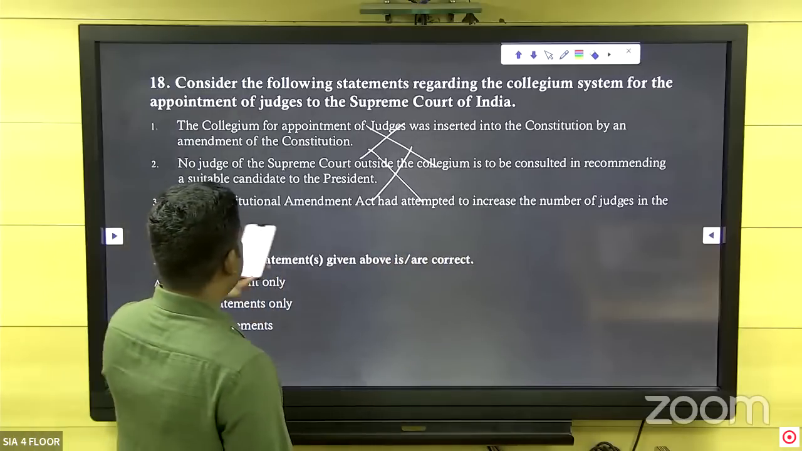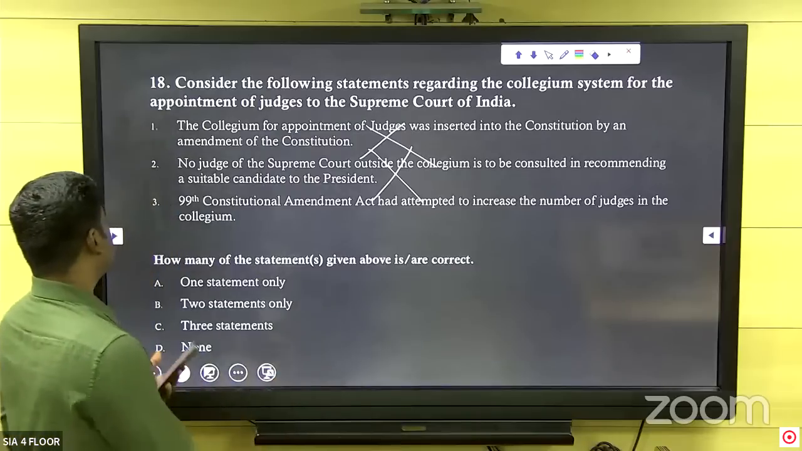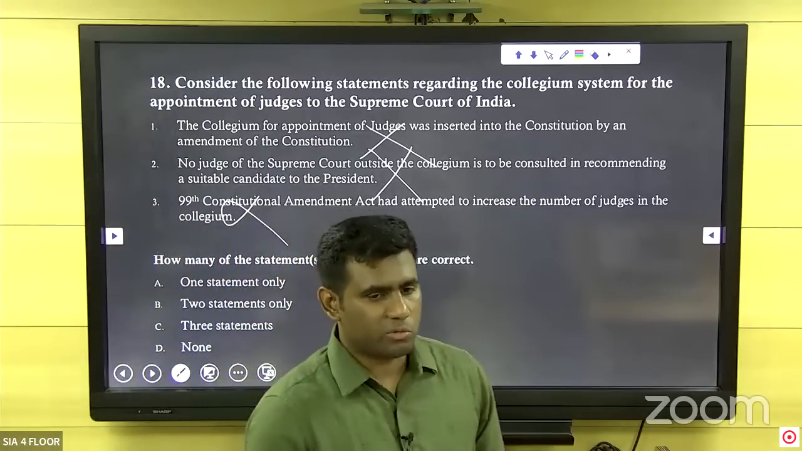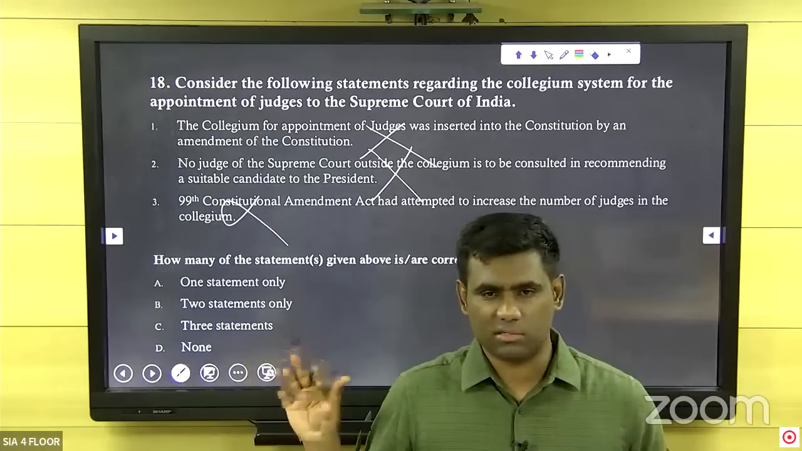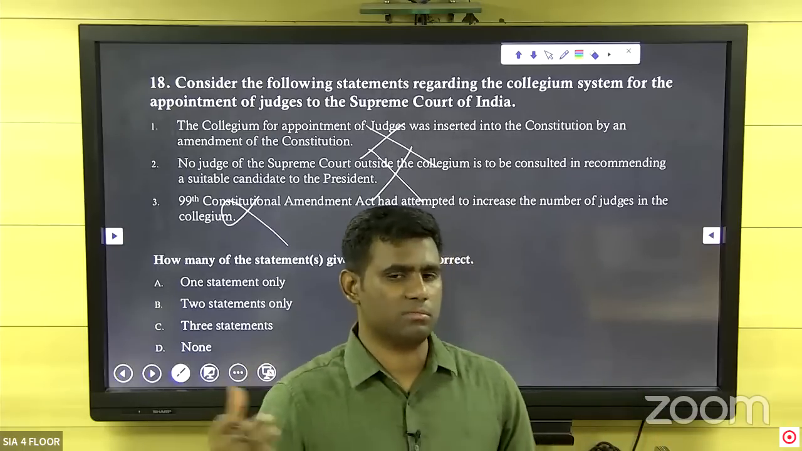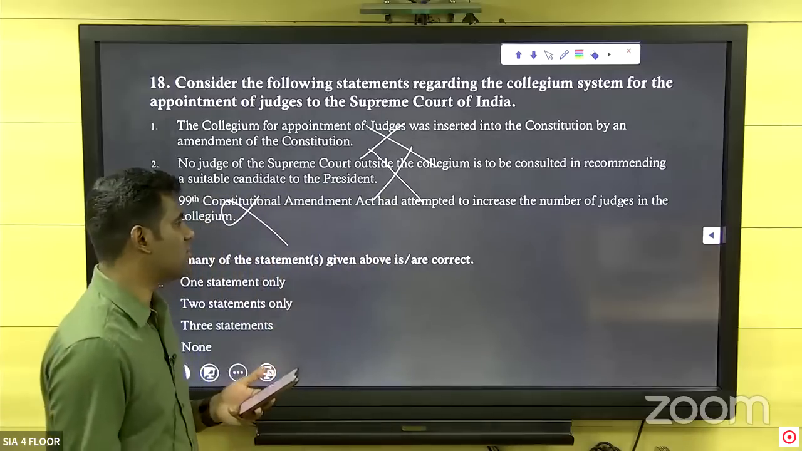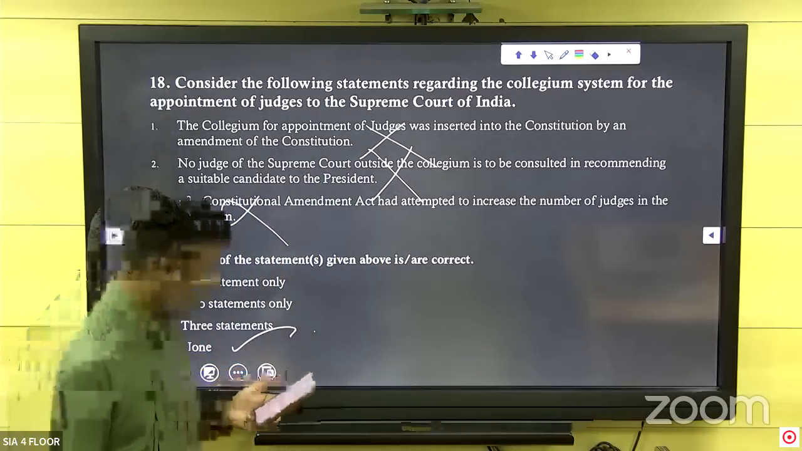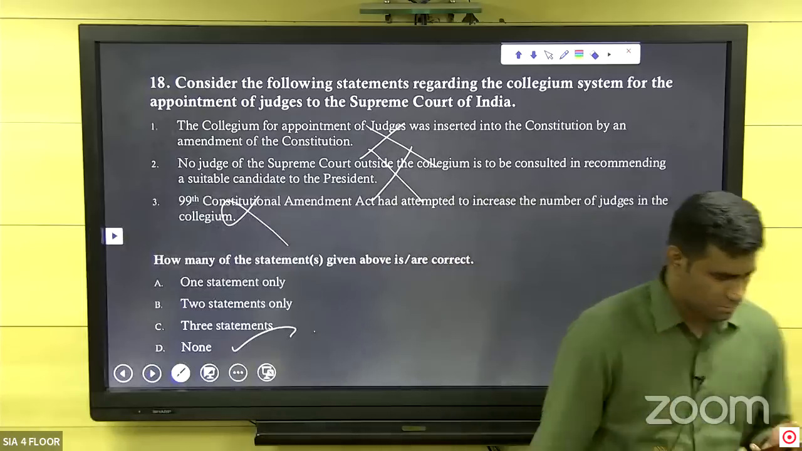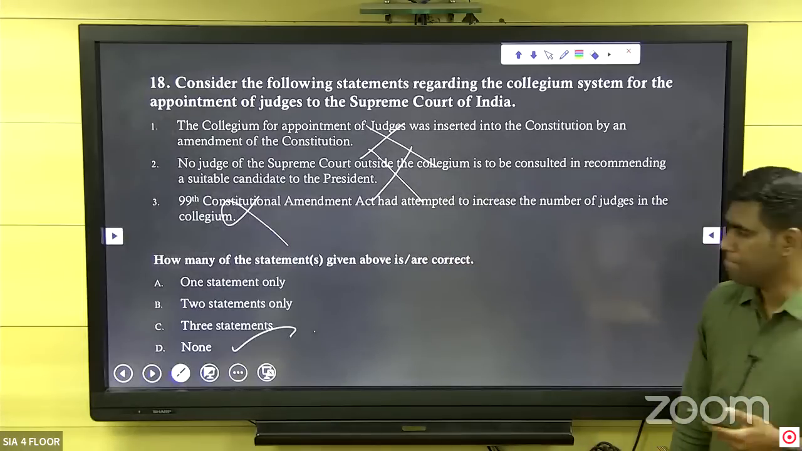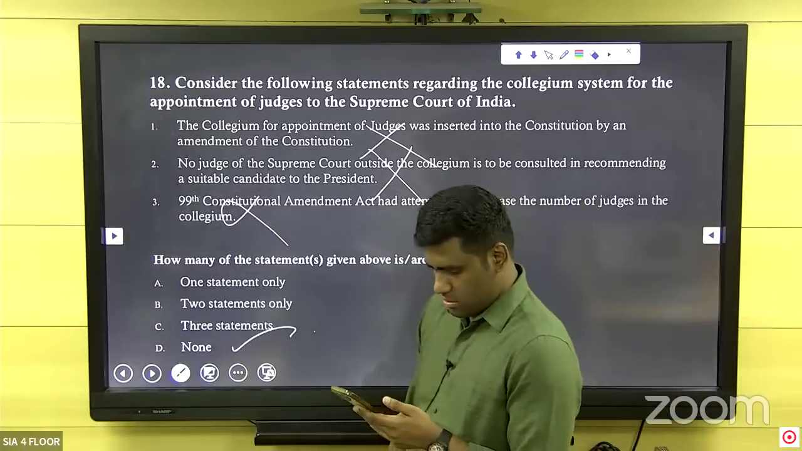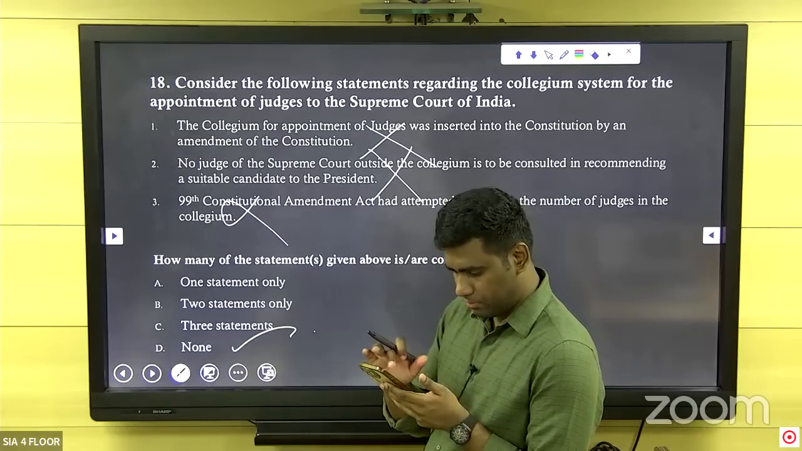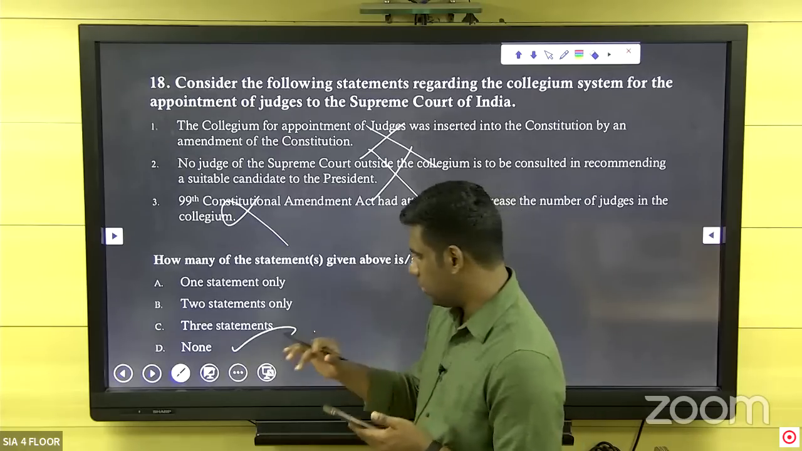The 99th Amendment Act had attempted to increase the number of judges in the collegium. No. The 99th Amendment Act had tried to bring in a new body replacing the collegium itself. A National Judicial Appointments Commission was brought in, and it was not an attempt to increase the size of the collegium. So none of the above is the right answer. D is the correct answer. So very few answers. D. All right, move on.